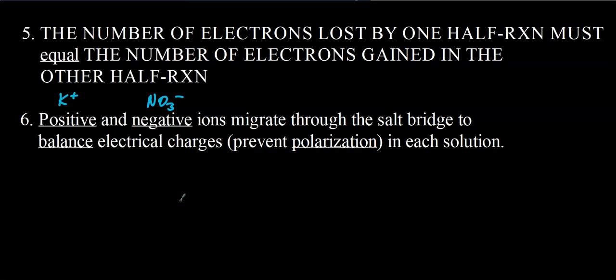They prevent this movement of ions into the solutions, prevent something called polarization or the buildup of charge. So without the salt bridge, those solutions are going to develop an electrical charge, either positive or negative net charge. And if that happens, the redox reaction will stop and no more voltage will be produced. So we need the salt bridge.